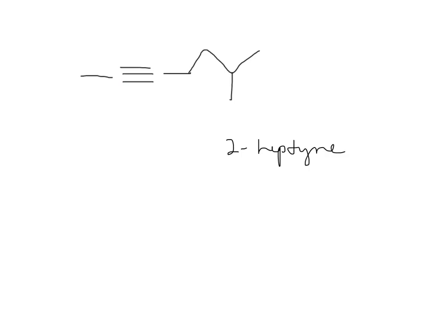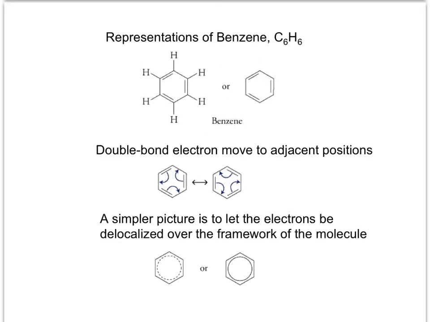2-heptyne, and then you've got 1, 2, 3, 4, 5, 6. This methyl group is in the 6th position, so it'd be 6-methyl. So the position of the triple bond takes precedence over the position of the methyl group in the molecule. All right. Now, next is, I'm going to back up one more.